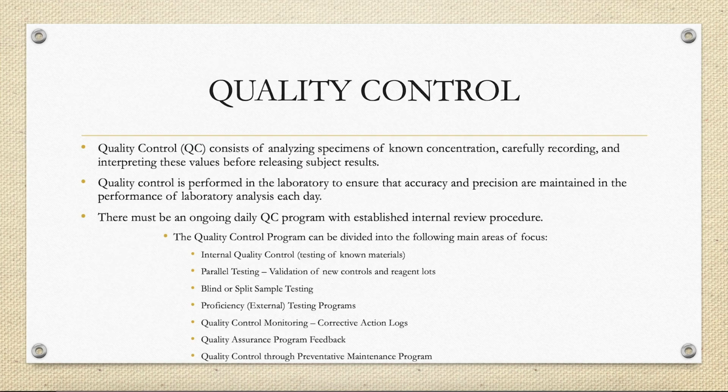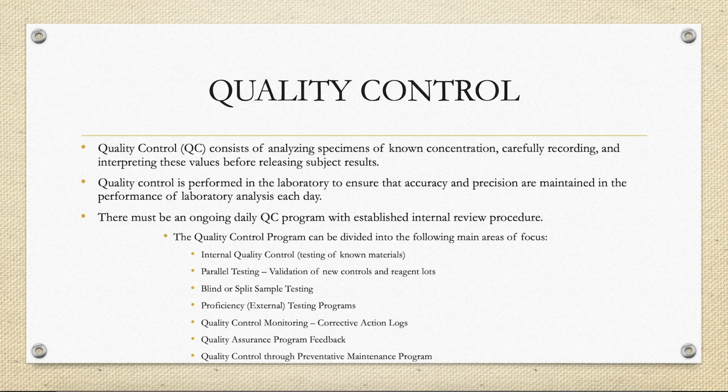The fourth one is quality control. Quality control, that is QC, consists of analyzing specimens of known concentration, carefully recording and interpreting these values before releasing subject results. Quality control is performed in the laboratory to ensure that accuracy and precision are maintained in the performance of laboratory analysis each day. There must be an ongoing daily quality control program with established internal review procedure.